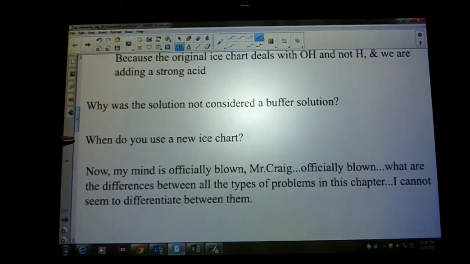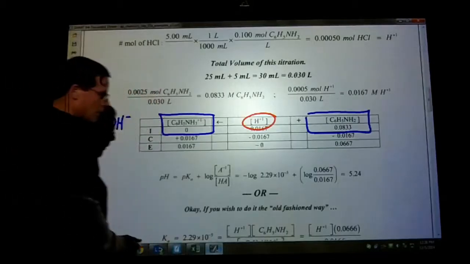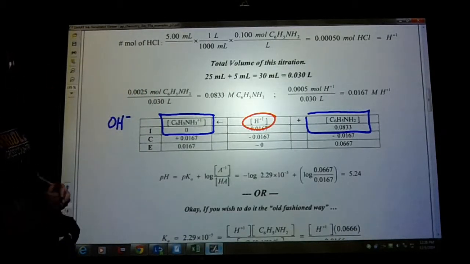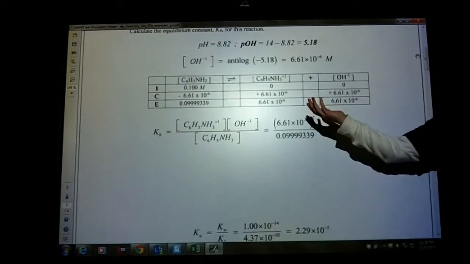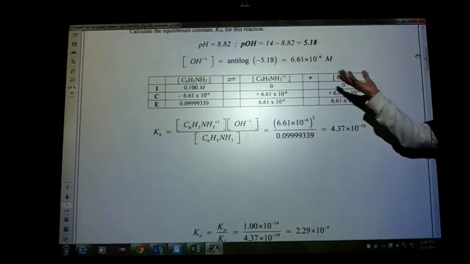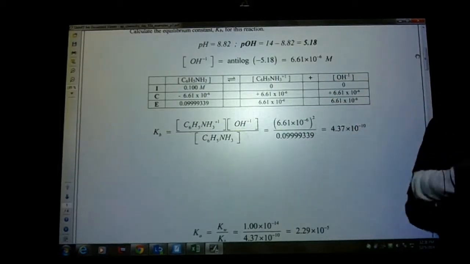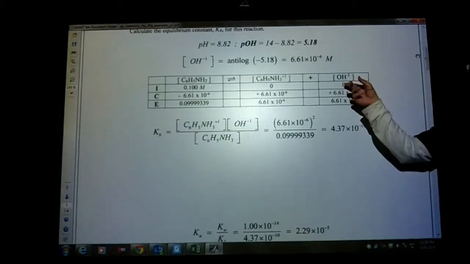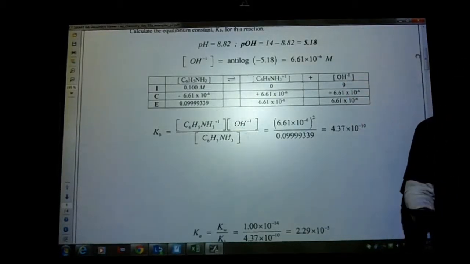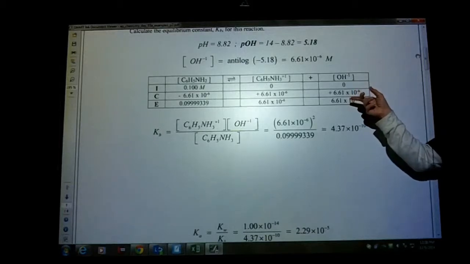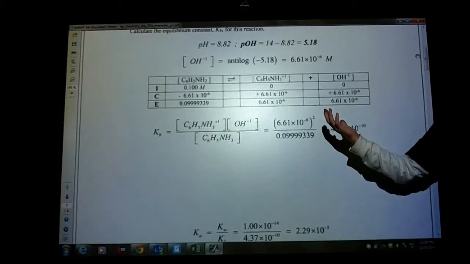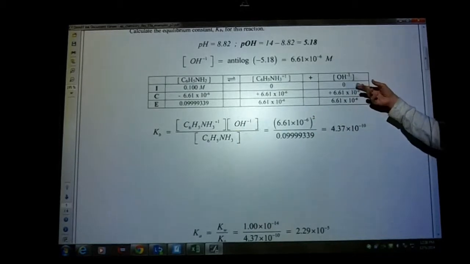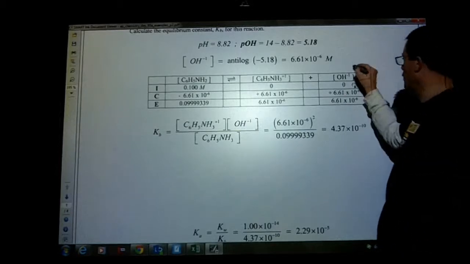All right, when do we use a new ICE chart? That's a good question. We use a new ICE chart typically when you start off with a weak base and hydroxide is produced, but then I add a strong acid. If I start off with hydroxide and add a strong acid, then I have to have a new ICE chart. If I start off with this and add a strong base, do I need a new ICE chart? No, because I have hydroxide. So it's when you have a different thing here.